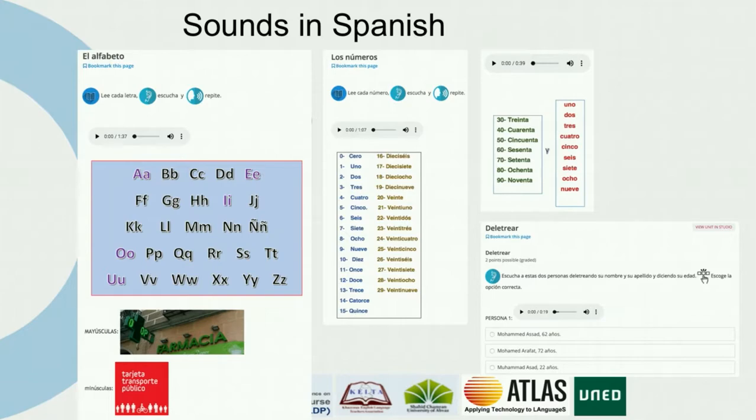And this is how orality is taught to us at the simplest level. We have on the left-hand side the alphabet, and of course there is audio, and a suggestion to repeat every sound after it's heard. Then we have the numbers and an activity around the numbers, which are present, of course, in people's age. So to give a real life and authentic context of application.